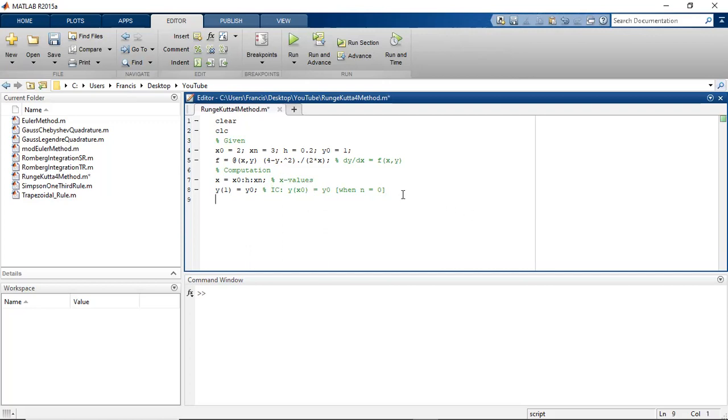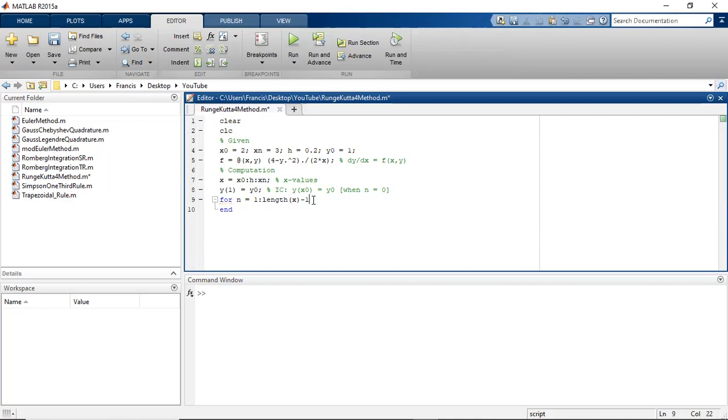Now, because we are iterating, remember n = 0, 1, 2, etc., we need a loop, and the best is to use a for loop. For n is equal to 1 to the length of the x vector, but you have to subtract 1 because already we know the first value of y, the starting value of y. So that's why you are subtracting 1. Every loop must have an end. Inside the loop, we write the formula, the Runge-Kutta formula.